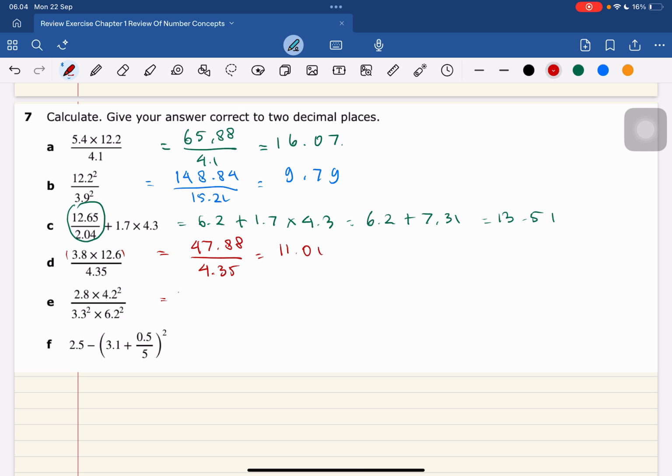Okay, next, before multiplication, let's finish the square numbers. So this is 28, we multiply it by 4.2, we make it square, it's gonna be 17.64, and then 3.3, we make it square, will give us the answer of 10.89, times 6.2, we make it square, so this is gonna be 38.44. Let's multiply it.